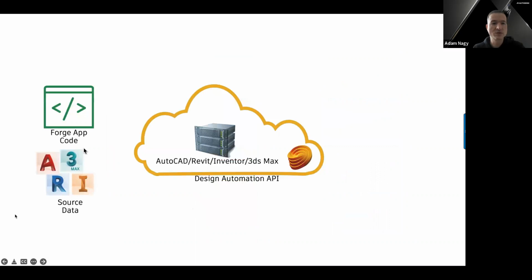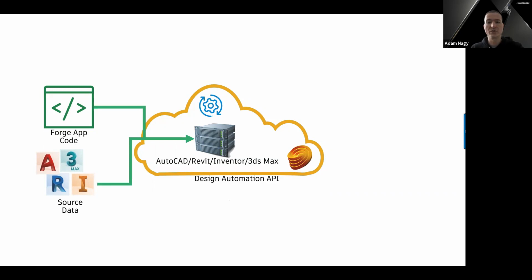So this is what it looks like. First of all, you're creating your Forge app code. This is what we call the app bundle. And you can also start up with some source data if you want to. If instead of creating a completely new, let's say, Inventor file, you want to update an existing Inventor model, then that would be your source data. You make that available for the Design Automation service, for the Design Automation API.